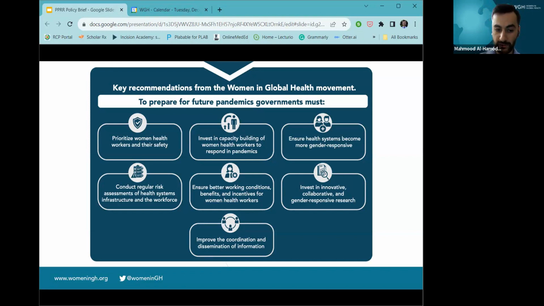Number 4, conducting regular risk assessments of health systems, infrastructure, and the workforce. Number 5, ensuring better working conditions, better benefits, better incentives for women health workers. Number 6, investing in innovative, collaborative, and gender responsive research. And number 7, and finally, improving the coordination and dissemination of information.